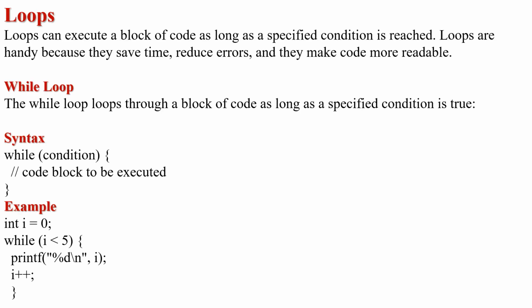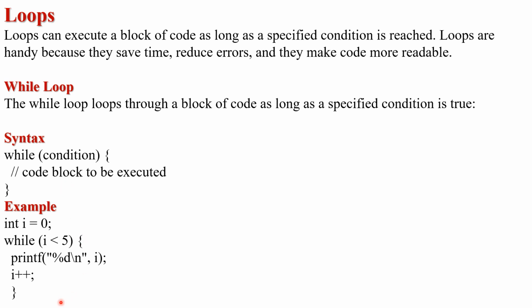Next we are moving on to decision making and looping. Loops can execute a block of code as long as a specified condition is met. Loops are useful because they save time, reduce errors, and make code more readable. Among the loops we have the while loop. The while loop loops through a block of code as long as a specified condition is true.